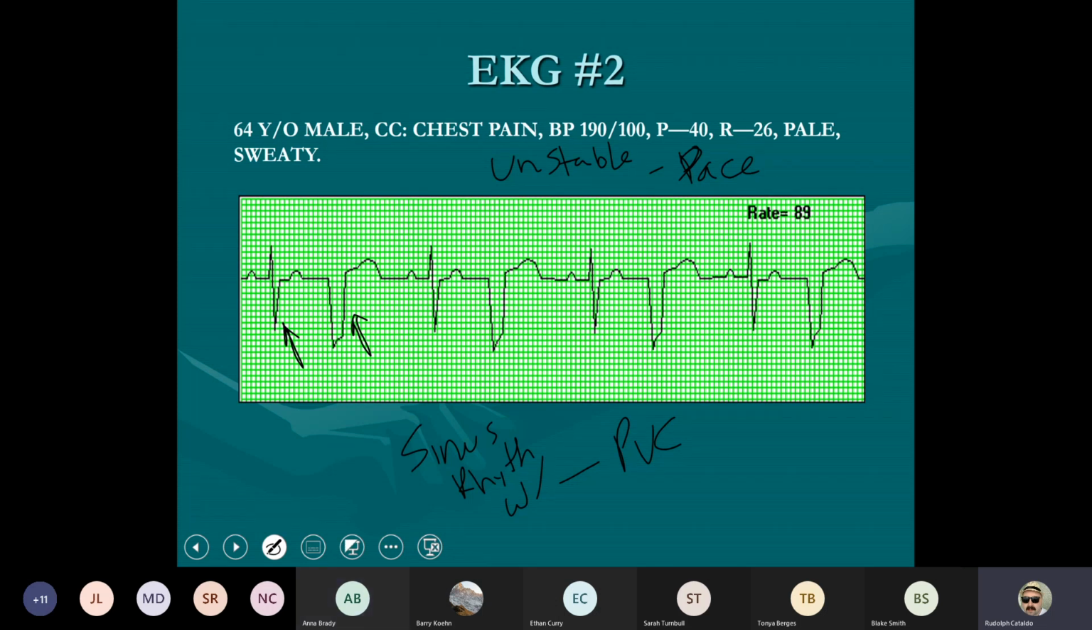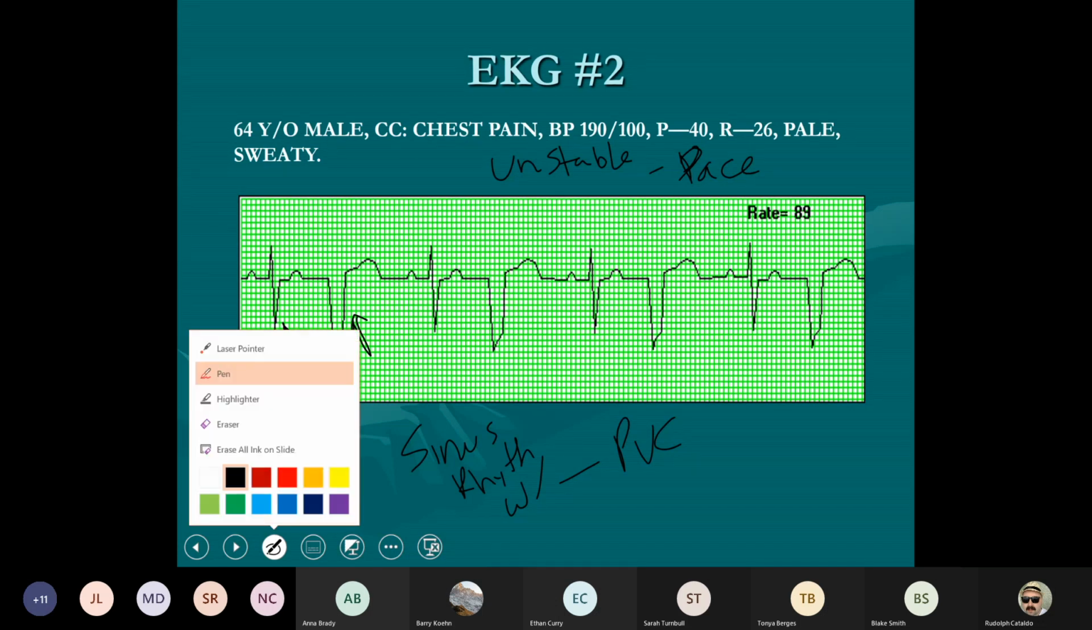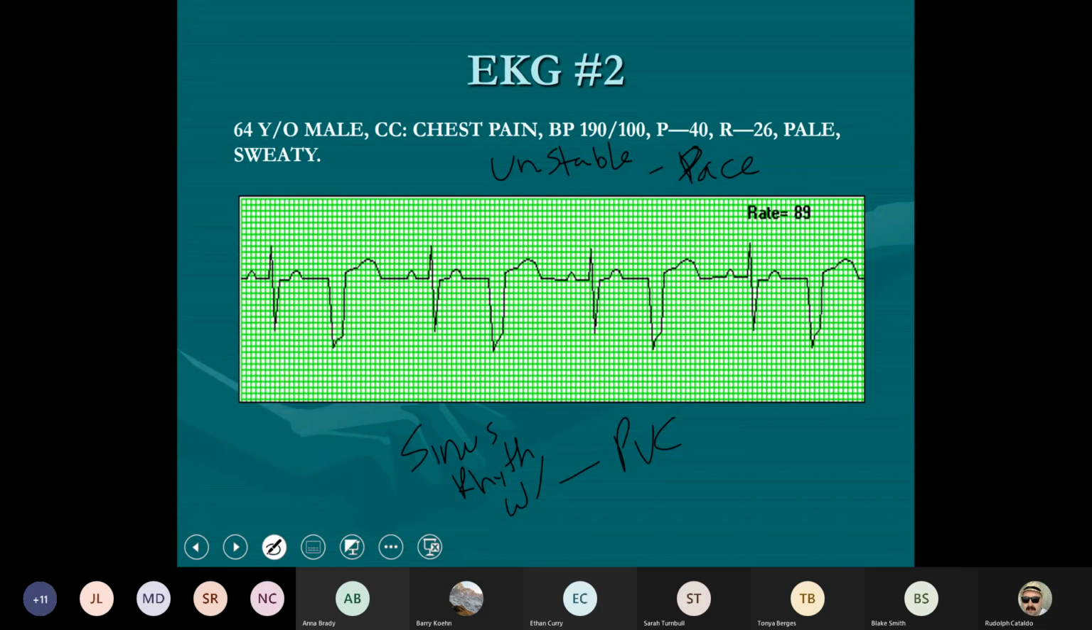Absolutely. Does anybody see a heart block here? First degree. Okay, let's see. Where do you see a first degree at? Tell me why. P waves are extended out from the QRS. How far are they extended out? How many boxes? About 2, maybe 3.